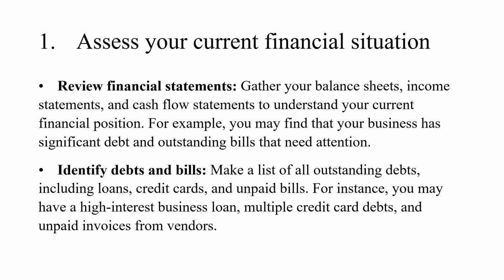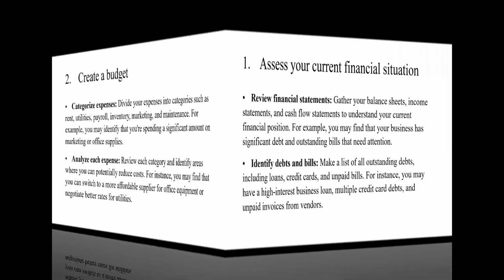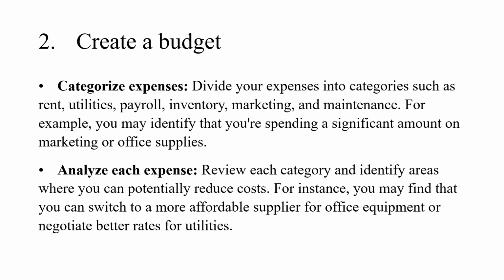Identify debts and bills. Make a list of all outstanding debts, including loans, credit cards, and unpaid bills. For instance, you may have a high-interest business loan, multiple credit card debts, and unpaid invoices from vendors. 2. Create a budget. Categorize expenses. Divide your expenses into categories such as rent, utilities, payroll, inventory, marketing, and maintenance.